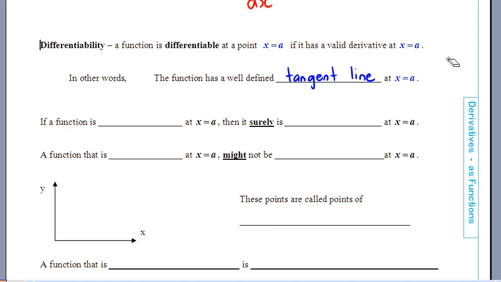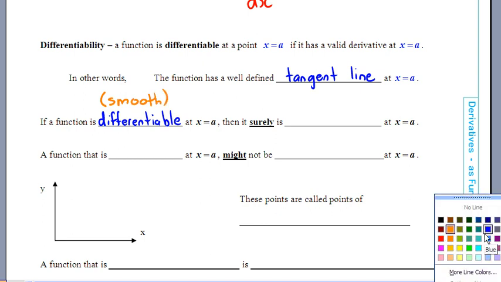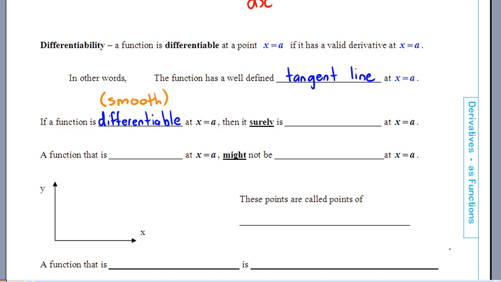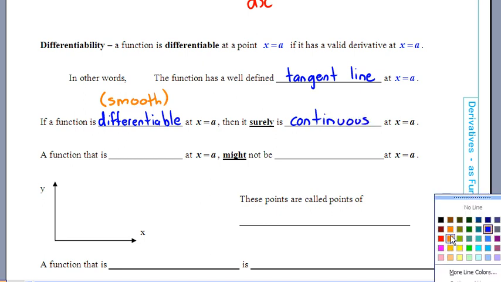Some other things we can say, if a function is differentiable, okay, if it is that, let's go with some common language. They're basically saying if it's smooth, right? It has to be smooth to have a tangent line to it. If it's smooth, if it's differentiable, if it has a tangent line, then the function surely is continuous there. It has to be connected.